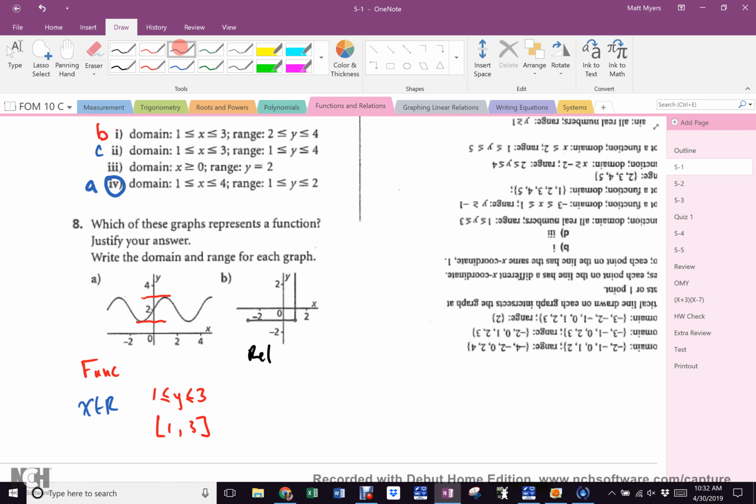What's my lowest x value? -3. Closed dot, so I hit it, right? Less than or equal to x. And what's my highest? 1. Less than or equal to 1.